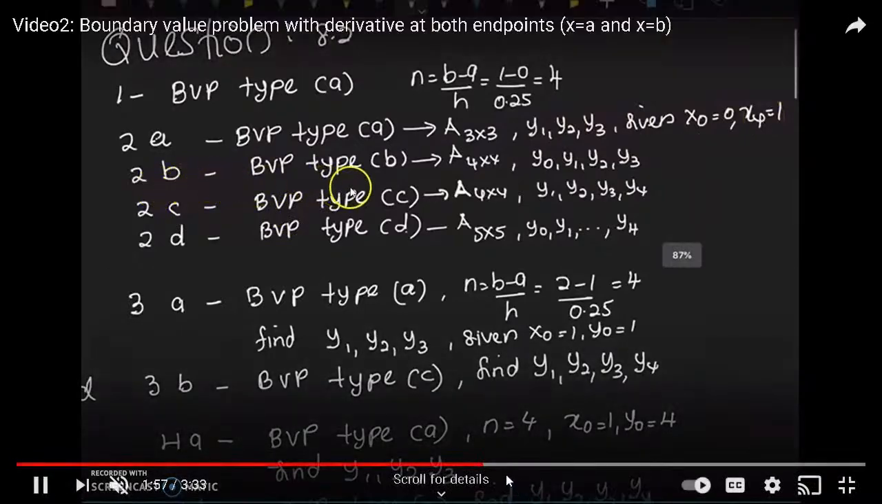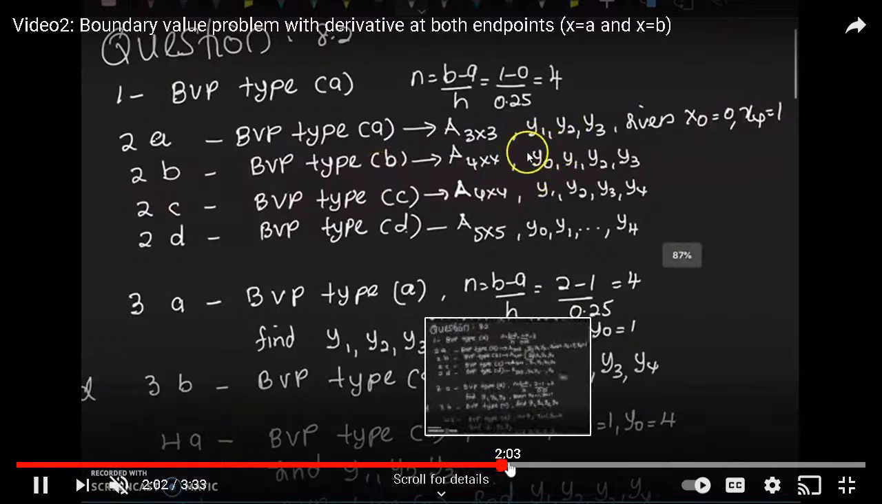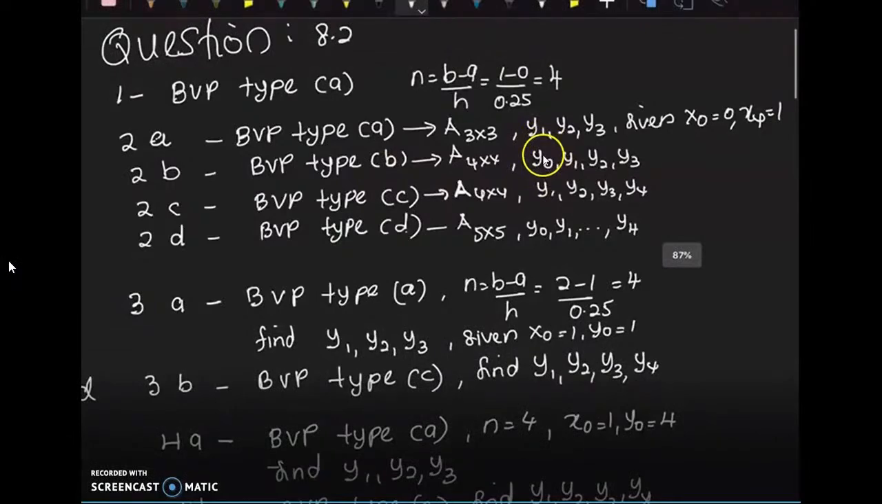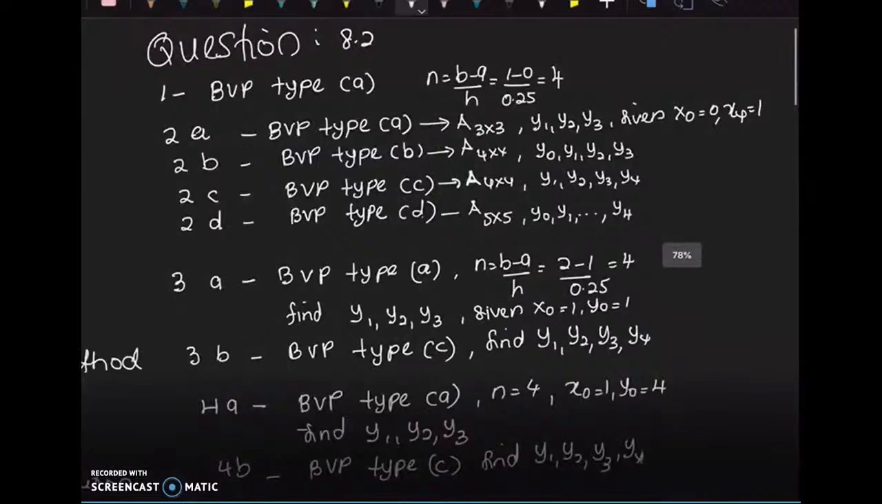So in this case, we know how to answer question 8.2, chapter 8, page 2. You know how to find the value based on the type. For type B and C, be careful whether you want to put y0 or yn, the early boundary or the last boundary. For number 3a, the boundary value problem is type A. Type A means that you just find the values between y0 and yn. So the answer is y1, y2, y3, because y0 and x0 are also given. Type 3b is a type C. Type C means that you need to find y4, the last value, because your derivative is at the last boundary when x equals b.